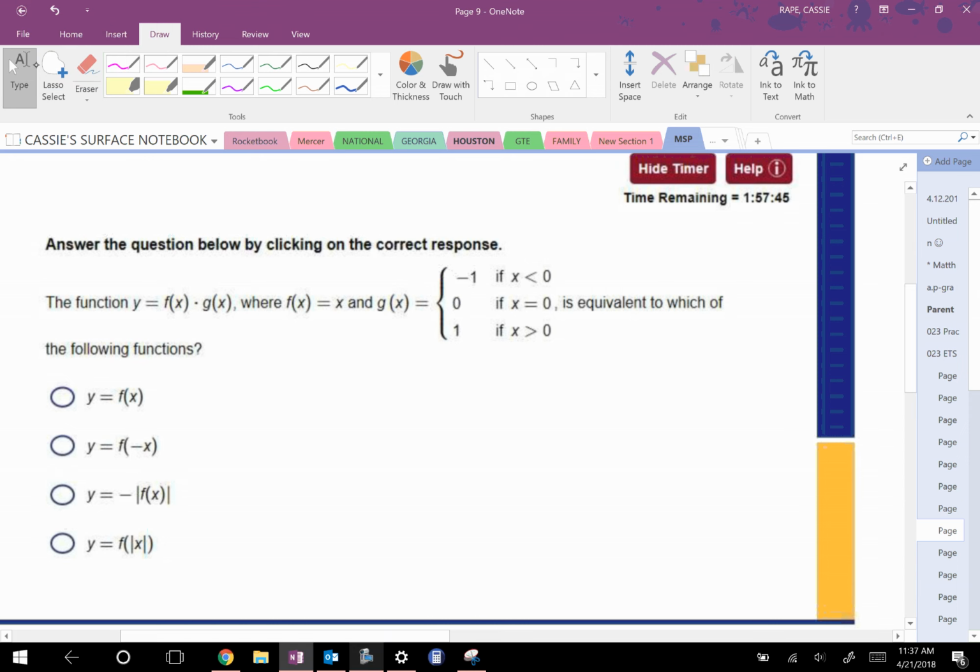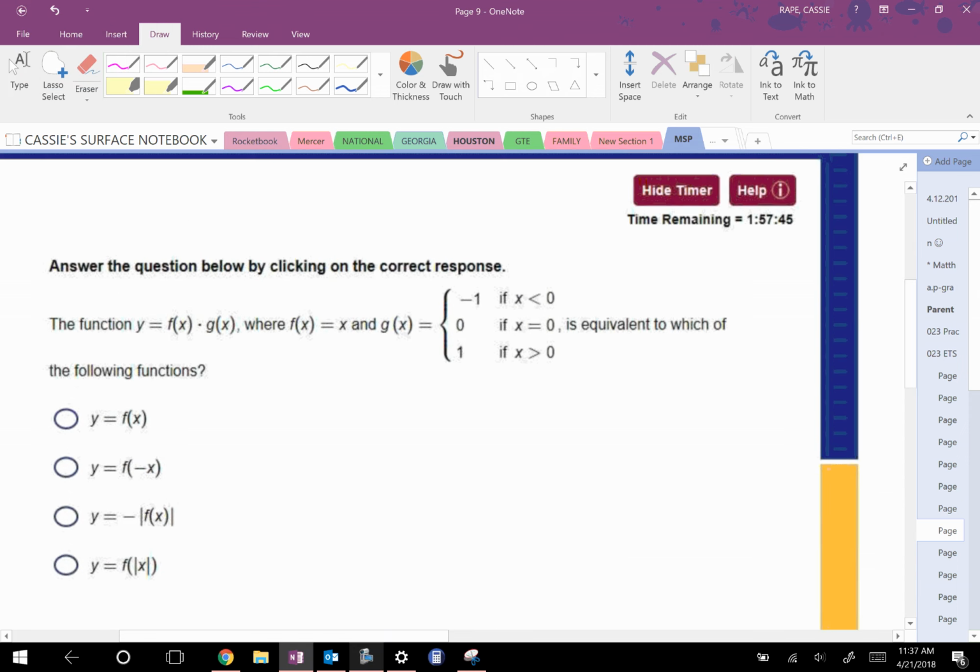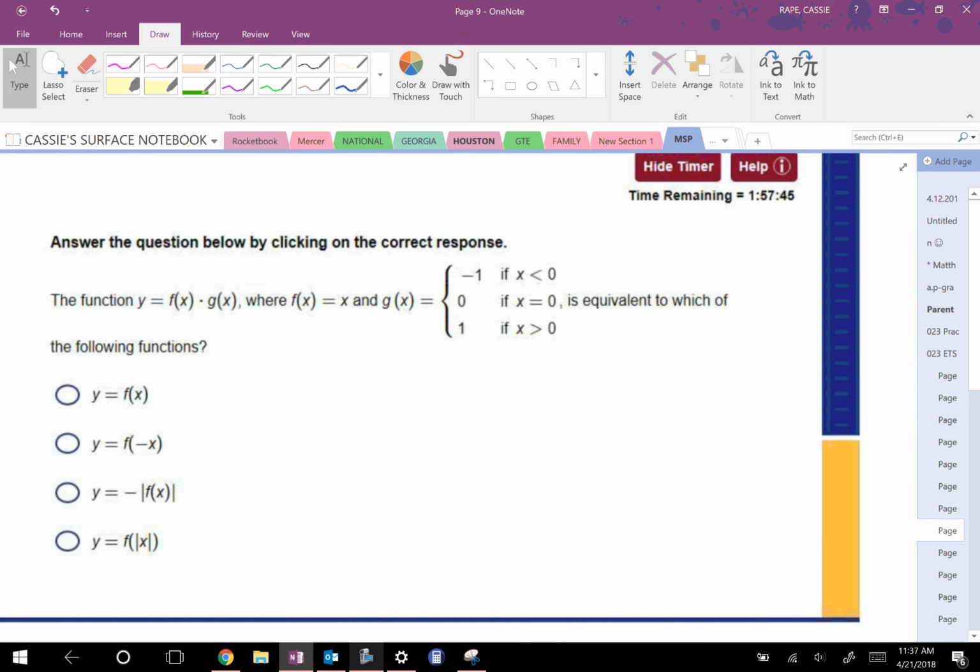This is GACE 023, and the question number is 10. You have basically the multiplication of two functions, and you're given that f of x is equal to x, and g of x is equal to -1 when x is less than 0, 0 if x is equal to 0, and 1 if x is greater than 0.